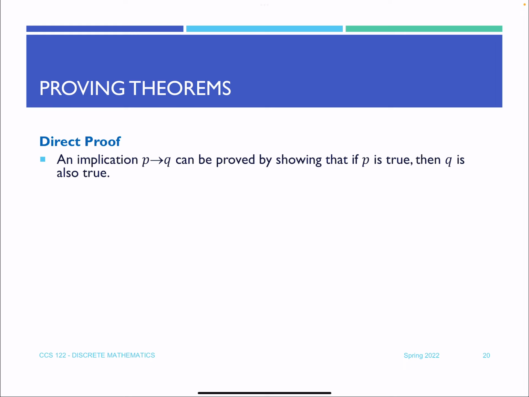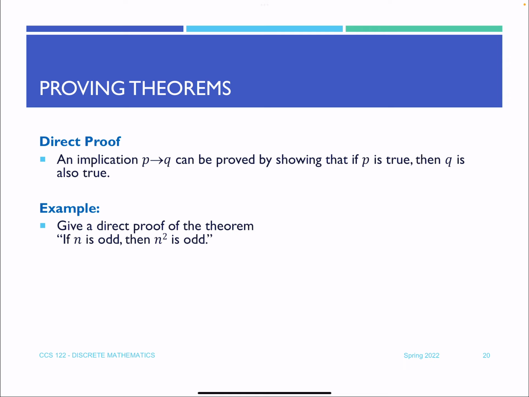Okay, let's talk a little more about proofs. So one way to prove things is the direct proof, the direct method. An implication, if P, then Q, can be proved by showing that if P is true, then Q is also true. And here's an example.